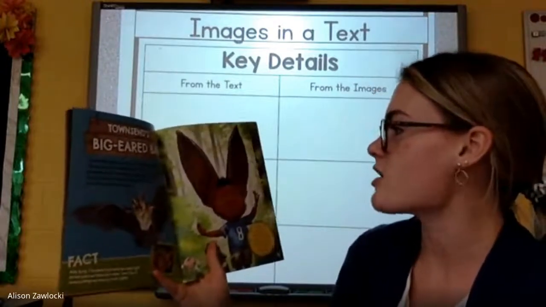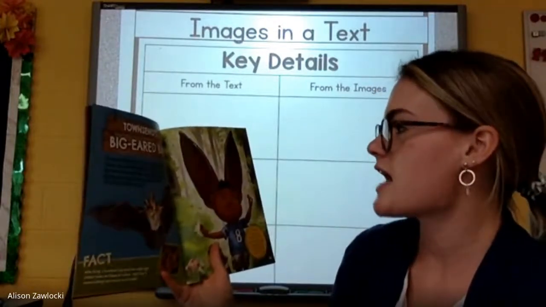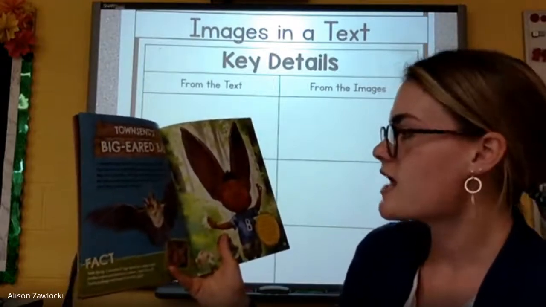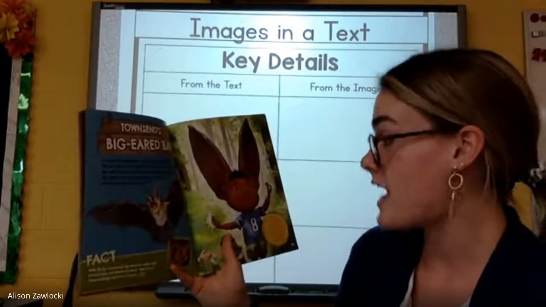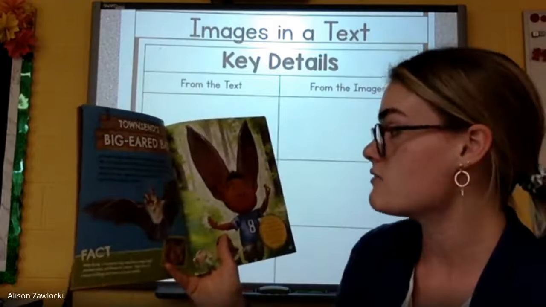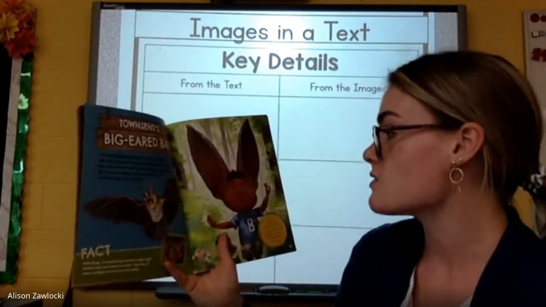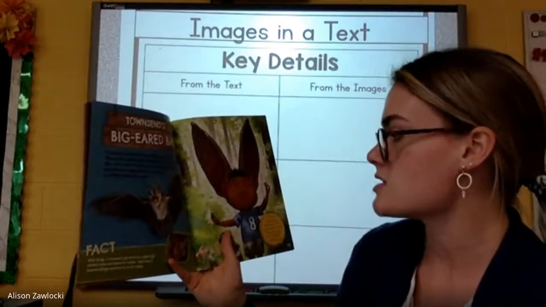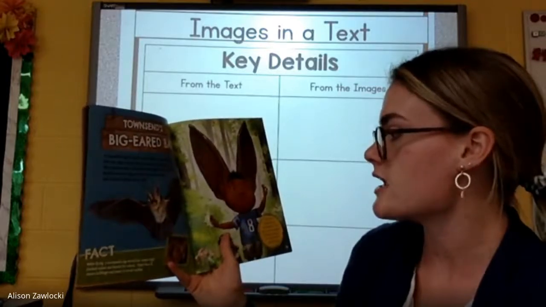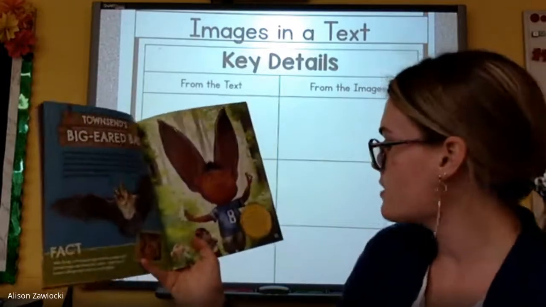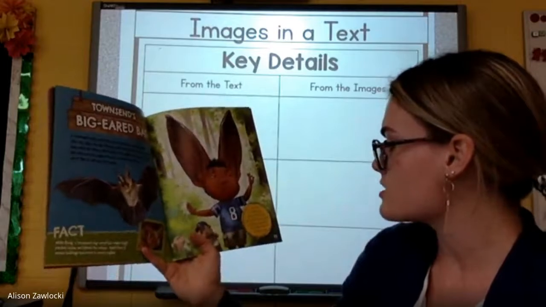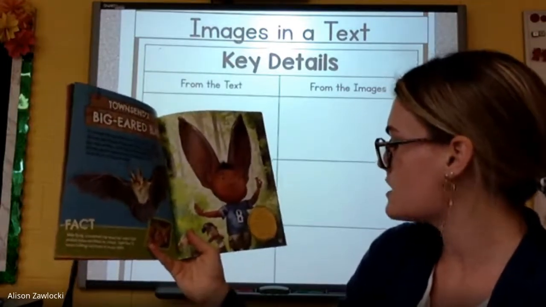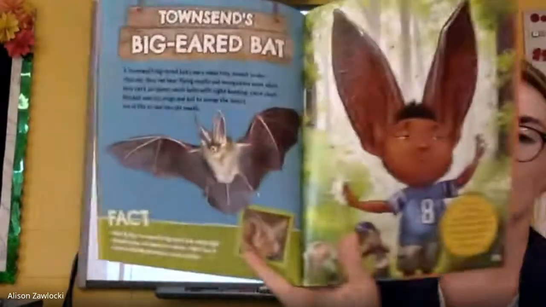Townsend's Big-Eared Bat. Townsend's big-eared bat ears make tiny sounds louder. This way, they can hear flying moths and mosquitoes even when they can't see them, which helps with night hunting. Once close, this bat uses its wings and tail to sweep the insect out of the air and into its mouth. If you had a Townsend's big-eared bat's ears, you'd never need insect repellent. You could hear mosquitoes in time to catch them or swat them away.